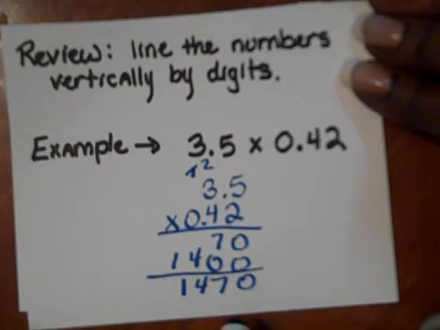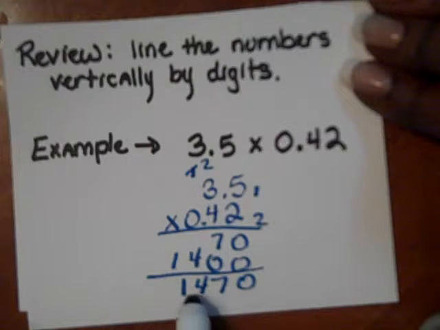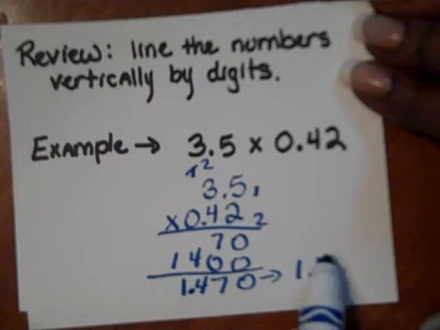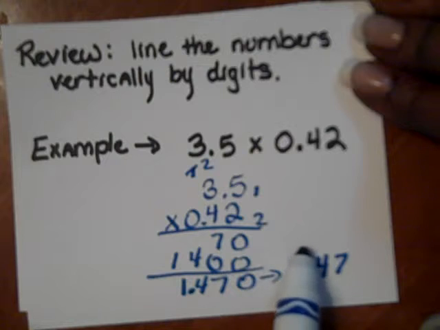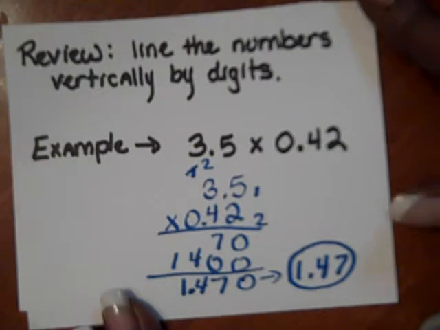I have to determine where the decimal point goes. It's 2 places over here, 1 place over here, so it will end up being 3 places over in my answer. Therefore, the product looks like it's 1.47. If I want to add the 0 at the end, I can, but it's not necessary. It won't change the value. Again, all of that should have been reviewed.